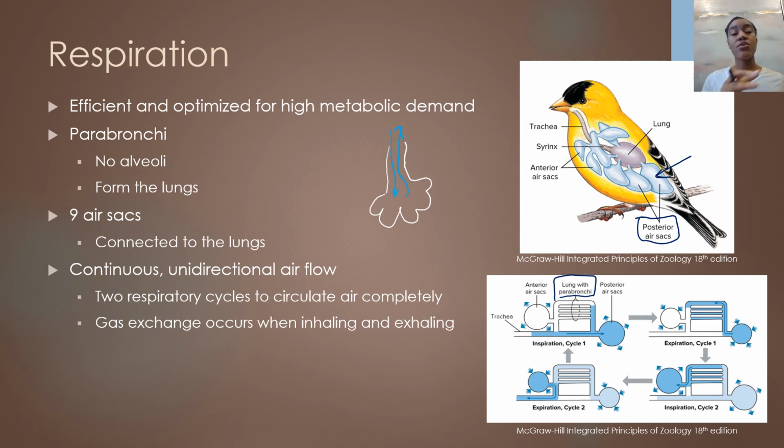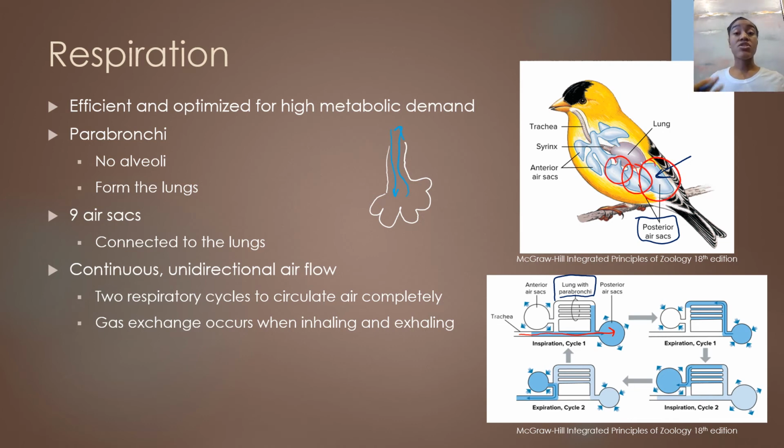And this allows for new air to be constantly brought into the respiratory system so that they can extract as much oxygen as they possibly can, so they can have a lot more cellular metabolism. So how this process works is a bird will inhale, and once they inhale, air is brought into the respiratory system and is moved to these posterior air sacs. And that's what they're showing you, like these air sacs here.